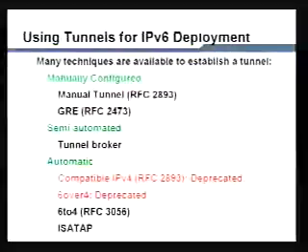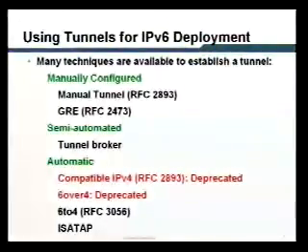These are some very basic slides on what you do on the router to make it dual stack. Then there is tunneling. There are different kinds of tunneling mechanisms available to tunnel IPv6 packets over an IPv4 environment. There are manually configured tunnels, semi-automated, and automatic.